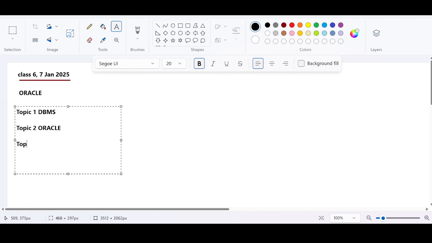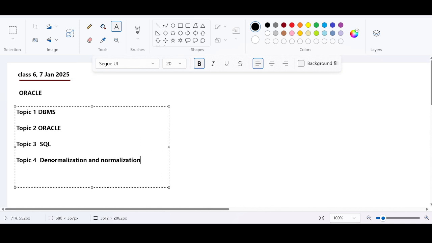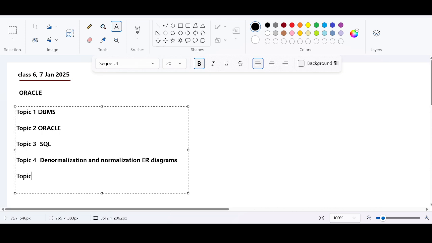What is the third topic? Remember all these topics. Topic 3 is SQL, the complete Structured Query Language. What is the fourth topic? We have denormalization and normalization for ER diagrams. We'll understand this one by one. What is the fifth topic? PLSQL. Advanced SQL is called PLSQL.